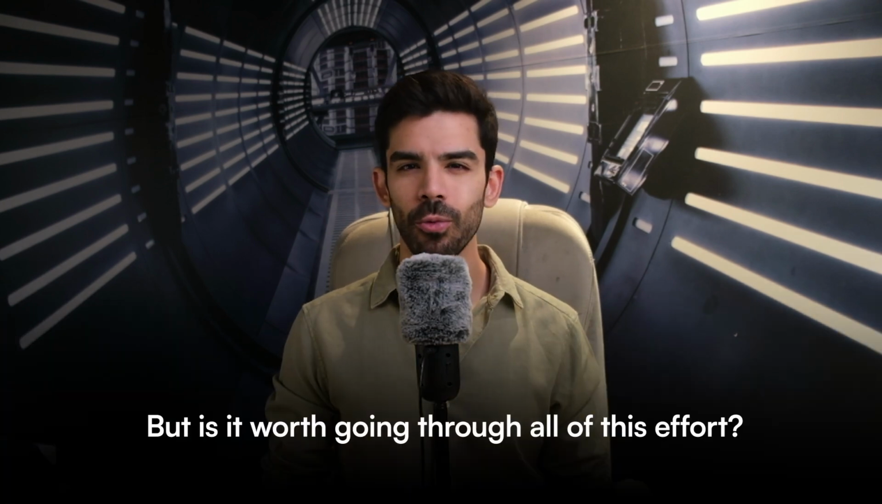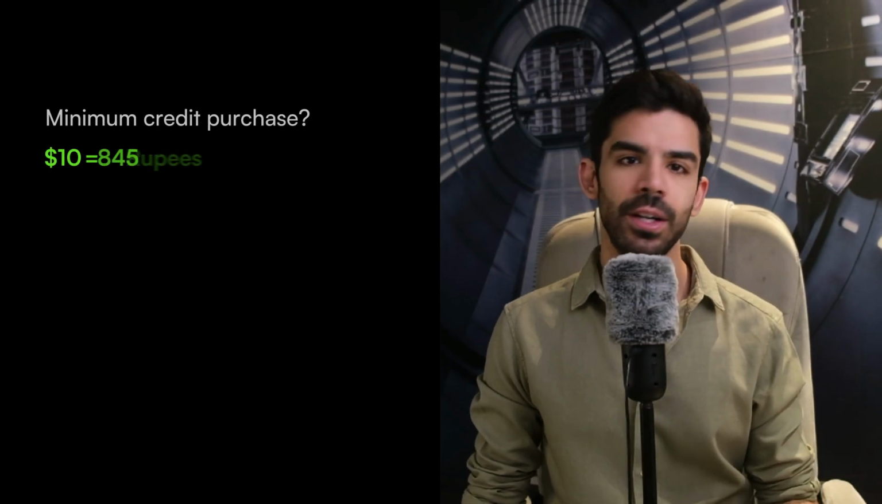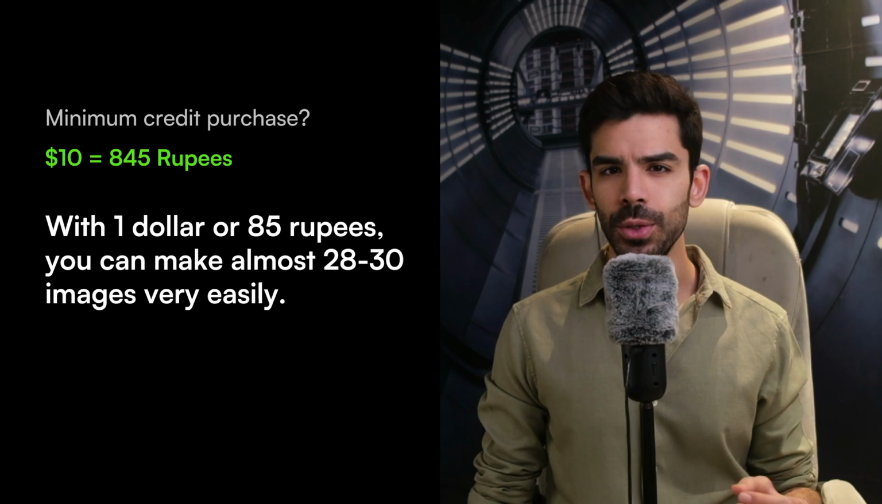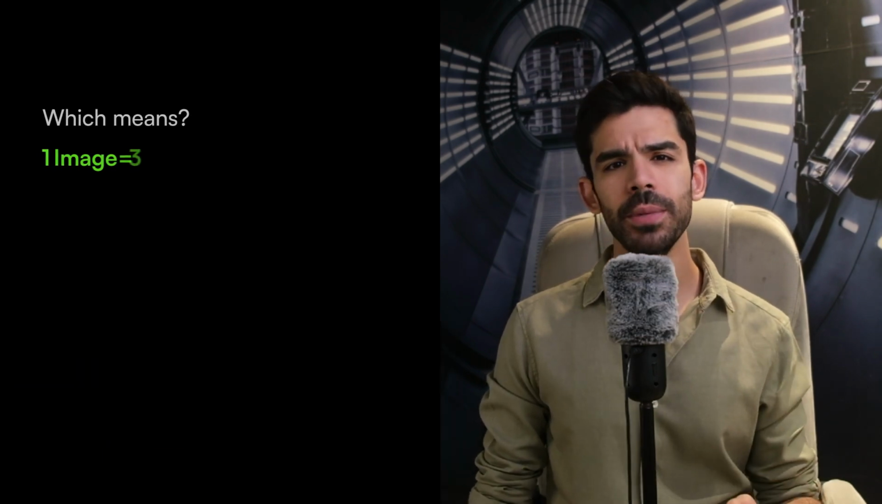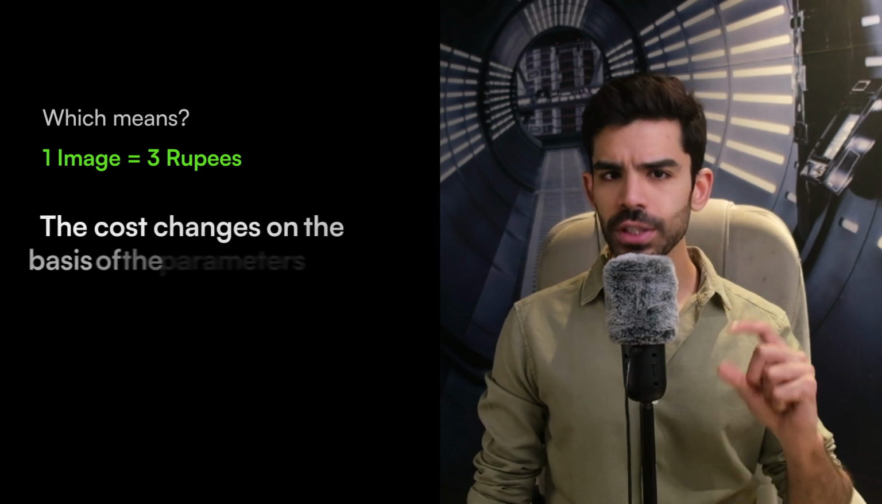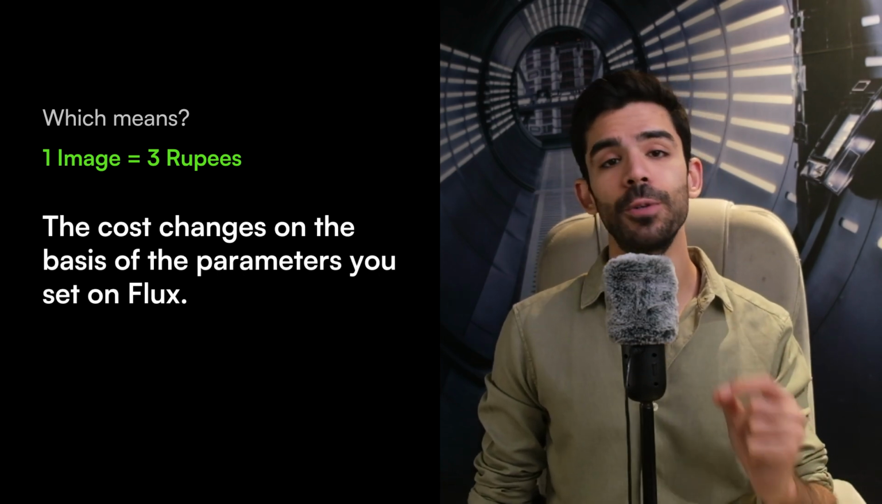Once you're in fal.ai, on the top right corner, you will need to add credits to run Flux. But what if you don't have a big budget? See, the minimum credit purchase Fal allows is $10, which is 845 rupees. With $1 or 85 rupees, you can make almost 28 to 30 images very easily, which means one image can cost you around 3 rupees. The cost changes on the basis of the parameters you've set on Flux.